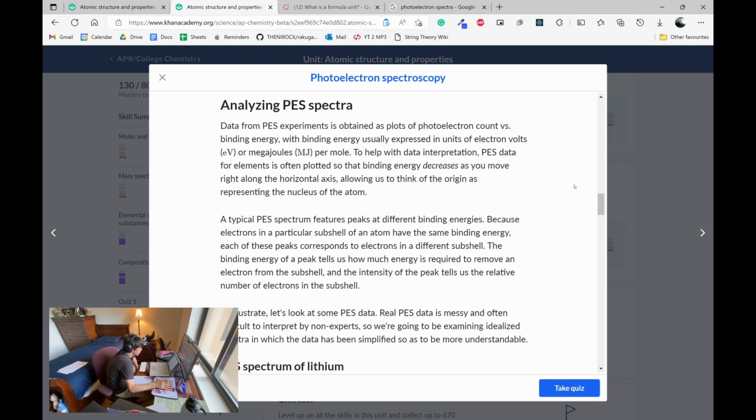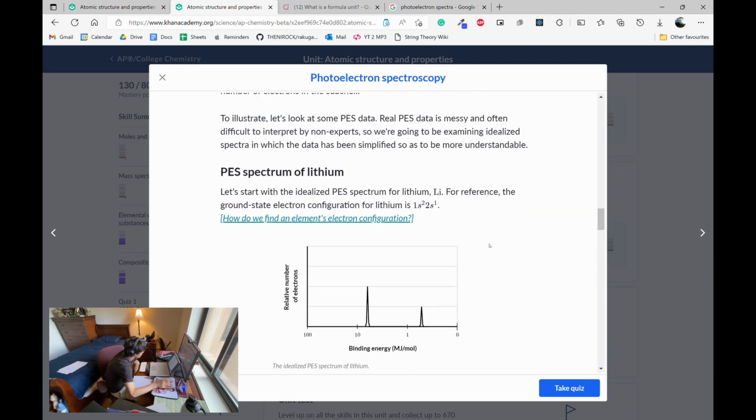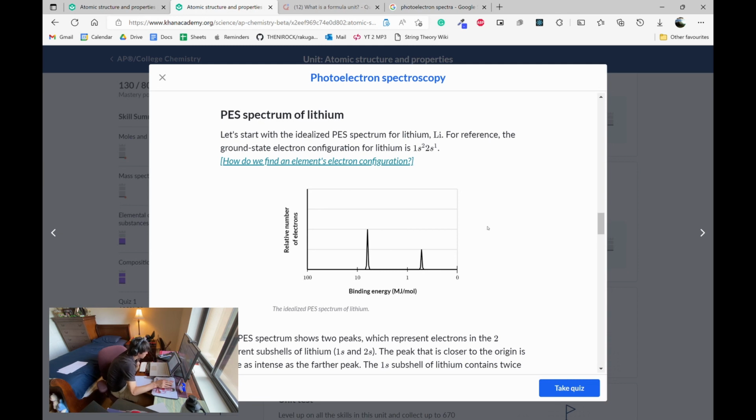Data obtained as plots of photoelectron count versus binding energy. Okay, that's not intensity though, right? Count. Right, intensity. What was intensity? I forgot what intensity was. There is a proper definition of intensity. Anyways, let's see if it comes up. Okay, relative number of electrons. You've been gone for so long.